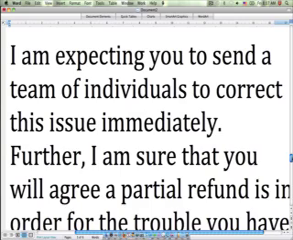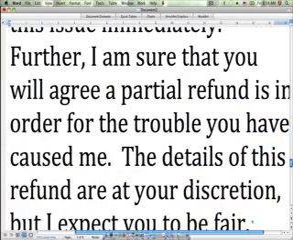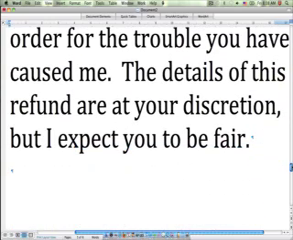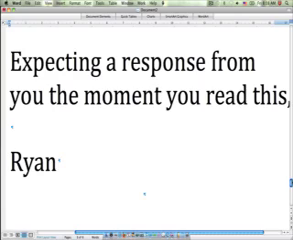I am expecting you to send a team of individuals to correct this issue immediately. Further, I am sure that you will agree a partial refund is in order for the trouble you have caused me. The details of this refund are at your discretion, but I expect you to be fair. Expecting a response from you the moment you read this, Ryan.